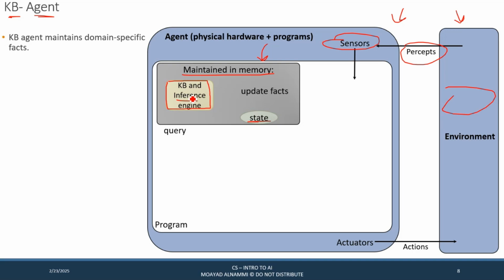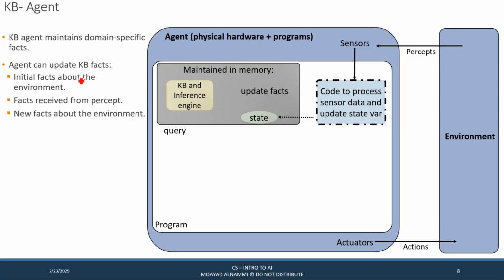This database contains facts or evidence that you have about the environment. And what you would like to do is that as you get some initial facts about the environment, based off of some assumptions on the environment, your knowledge base will contain these facts. Then as you operate in the environment, the agent will receive sensor data, and you would like to update the state, of course, but you would also like to receive new facts from the environment. So facts received from the environment, you can then add them to your knowledge base.